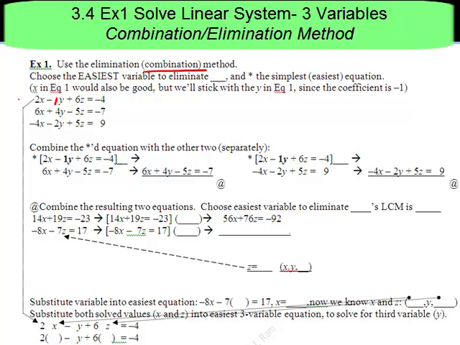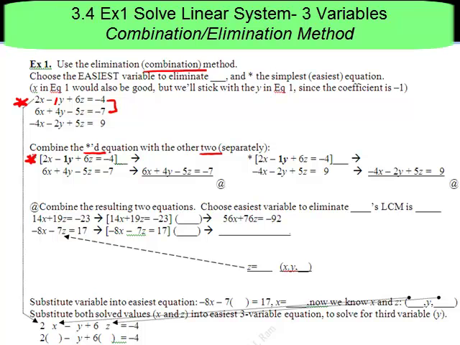That's the easiest one. So what we're going to do is, I like to star it, because you've got to keep track of which one you're focused in on. So you're focused in on the top one, put a star on it. What you're going to do is combine the starred one with the other 2 equations separately. So combine the starred one with the second equation, and here it is.